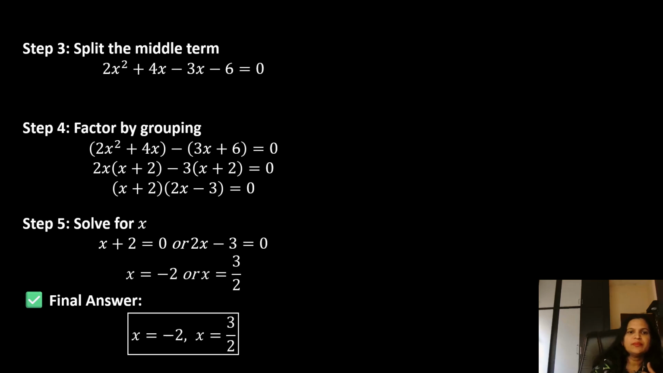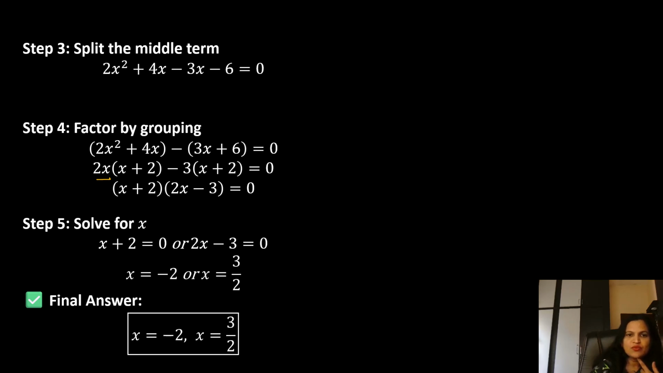So split the middle term: 2x square plus 4x minus 3x minus 6 equal to 0. Then factor by grouping. Make one group of 2x square plus 4x, and another group of minus 3x minus 6, equal to 0. From the first group, take 2x outside. Inside, 2x into x is 2x square, that's why x inside, plus 2x into 2, 2 2s are 4, you get 4x.